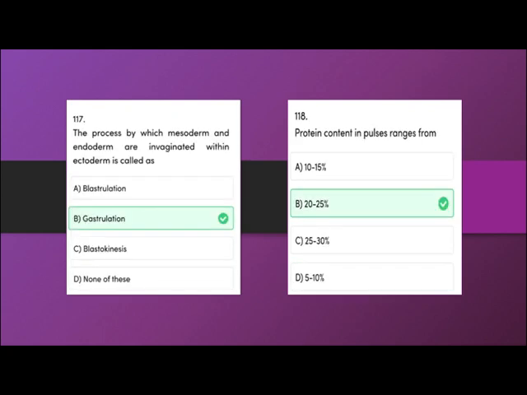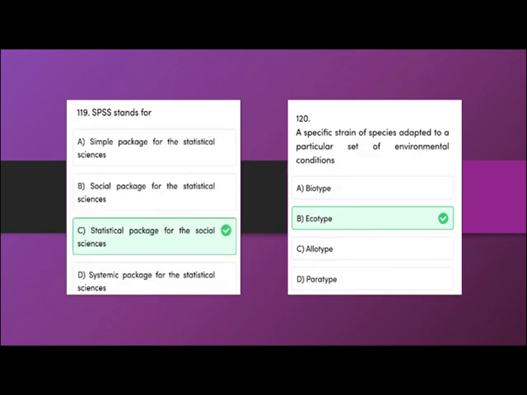The 117th question. The process by which mesoderm and endoderm are invaginated with ectoderm is called gastrulation. Now come to the next question. Protein content in pulse ranges from, and the answer is 20 to 25%. Now come to the second last question. SPSS stands for, and the answer is Statistical Package for the Social Sciences.